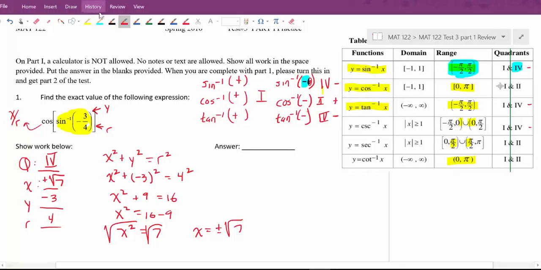So now what you're ultimately doing on this problem is you're doing the cosine of some angle. Now see, this part in yellow right here is really giving you some angle theta. So what you ultimately end up doing is the cosine of that angle theta. We never have to find that angle, but we know that's x over r, so x is square root of 7. R is 4, so that means the answer to this problem is going to be square root of 7 over 4. Now you're expected to do problems like this without a calculator.